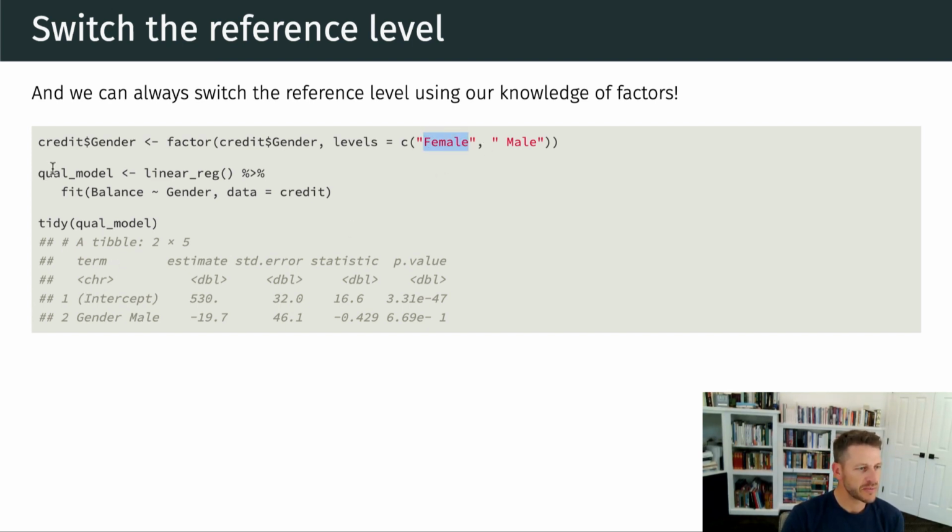So now, when we run this model after we've changed the level order of our gender variable, what we see is the intercept is actually representing the average credit balance carried by females. And then now we see here gender male. What this means is that this negative 19.7 is the average difference between female and male balances. So we would now say the average balance for males is the intercept minus 19.7.